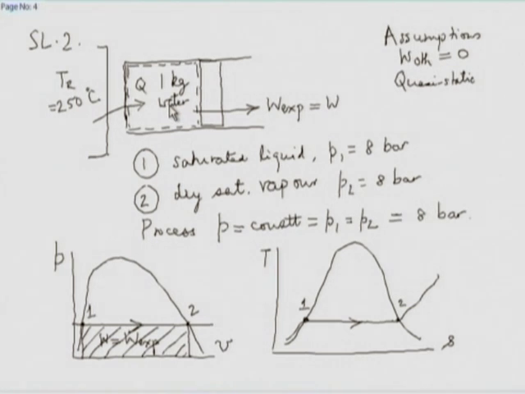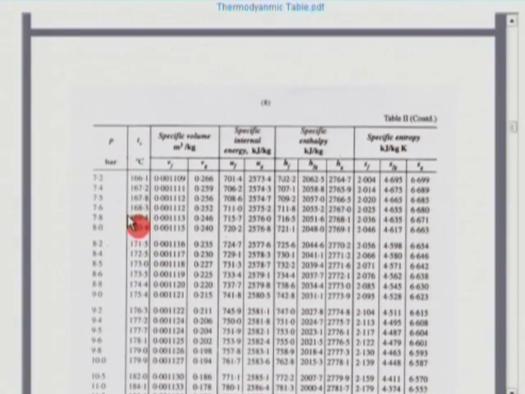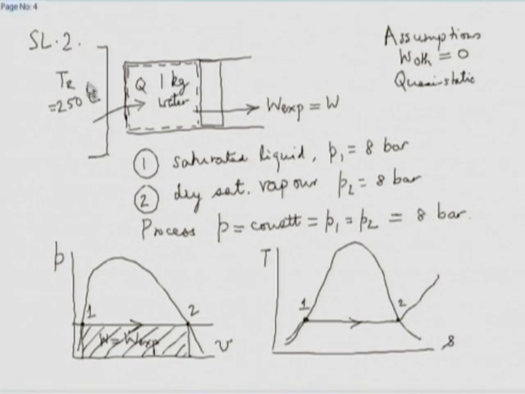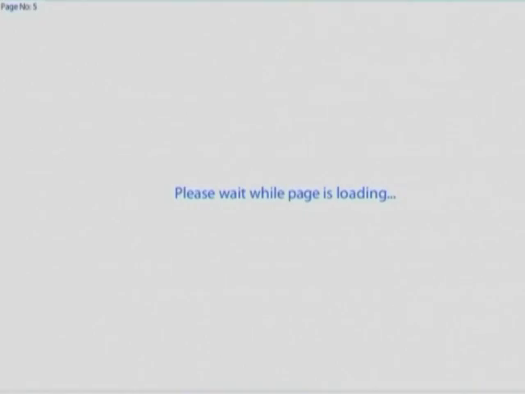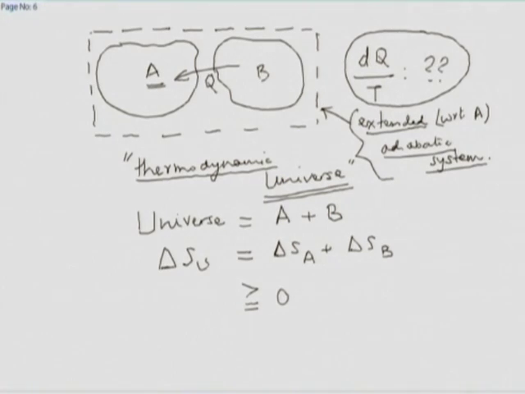So, the question such as, what was the temperature at the interface when this heat was transferred? Did it remain the saturation temperature at 8 bar, which was the pressure during the process, or was it something different? Because saturation temperature at 8 bar, if you go to your document, you will notice that it is 170.4 degrees C. The reservoir is at 250 degrees C. So, the temperature here could be slightly higher than 174 degrees C. So, we do not have to worry about such things when you use the idea of a thermodynamic universe.